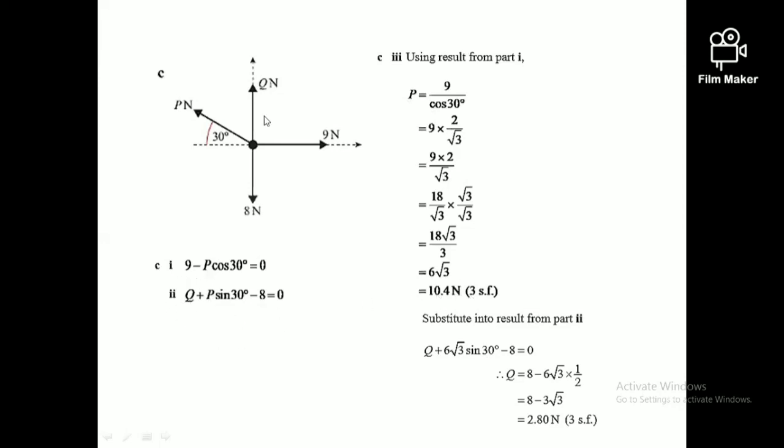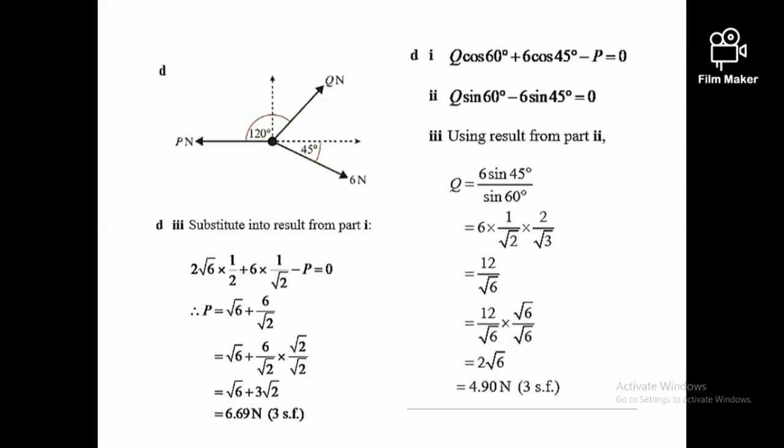Then for Q, how do we get the answer? You take the vertical components. Q, these two are not involved, minus 8, but the component of here plus P sin 30. That means Q plus P sin 30 minus 8 equals 0. Why? Because Q is over here and the component of here is P sin 30. Minus 8 is downwards. We know the value for P, so I can find Q by putting Q plus 6 root 3 sin 30 minus 8. By simplifying, you can get the answer as Q is 2.8 Newton, or 8 minus 3 root 3. That's the answer for that question.